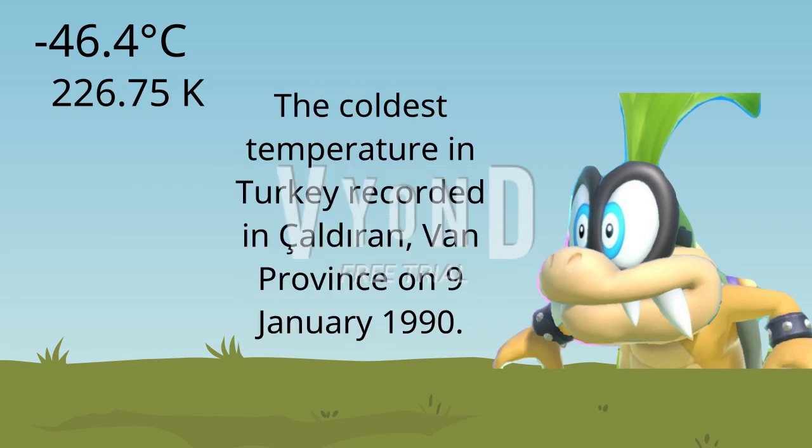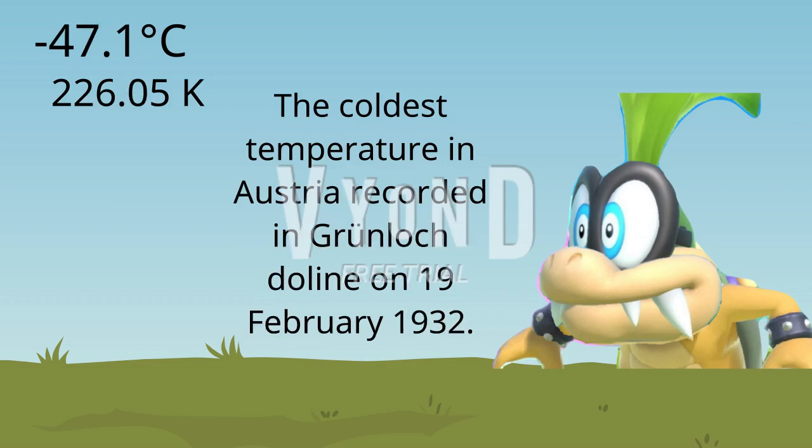The coldest temperature in Turkey is -46.4 degrees Celsius, or 226.75 Kelvin, recorded in Solderen, Van Province on the 9th of January 1990. The coldest temperature in Austria is -47.1 degrees Celsius, or 226.05 Kelvin, recorded in Grunlochdelin on the 19th of February 1932.